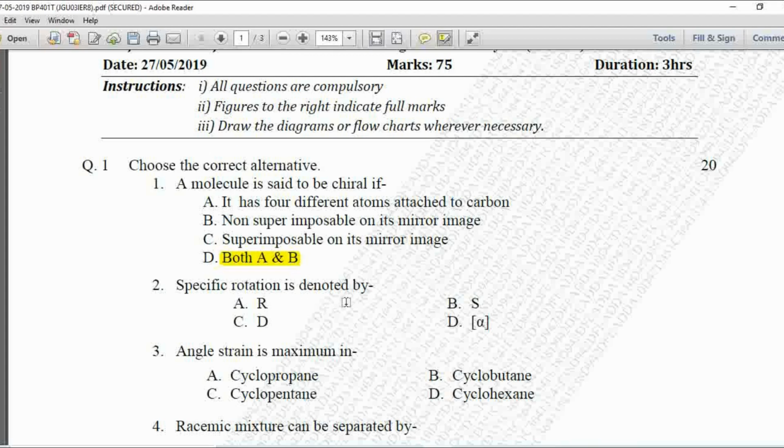So option A and B both are correct, and hence the correct option for this MCQ is both A and B. Next MCQ: specific rotation is denoted by letter. Option A is R, B is S, C is D, and D is the concentration of alpha. Correct option is D, that is alpha.